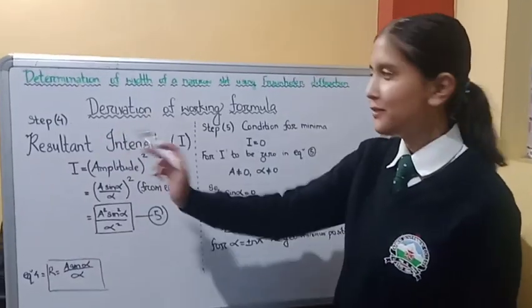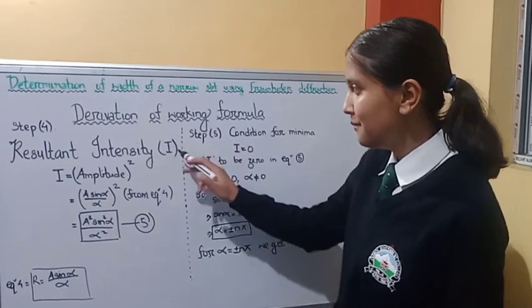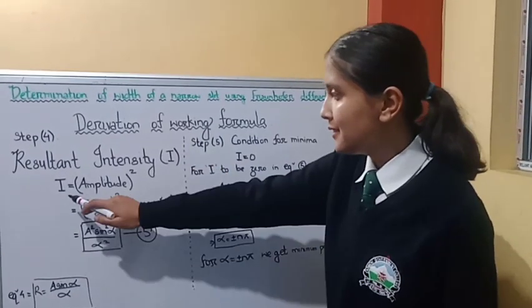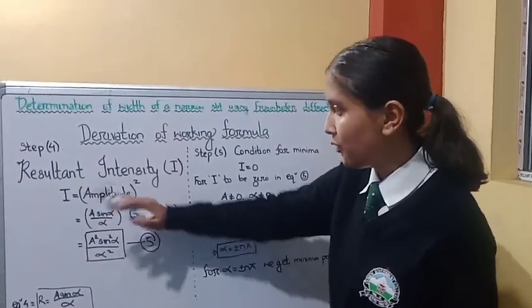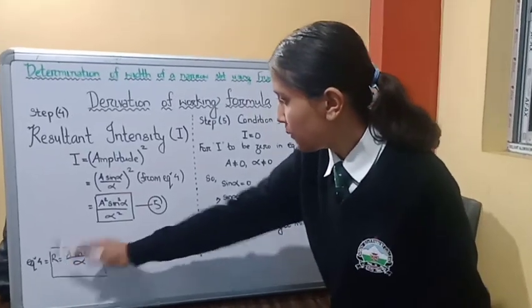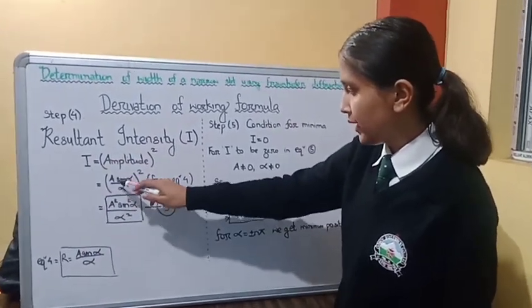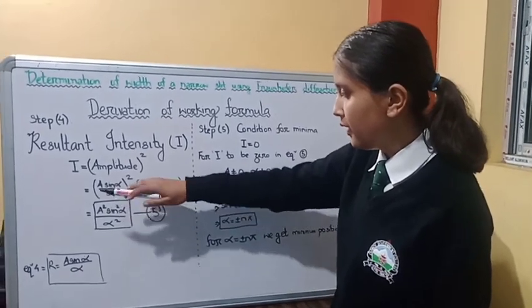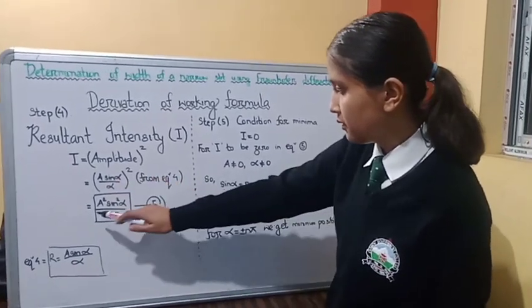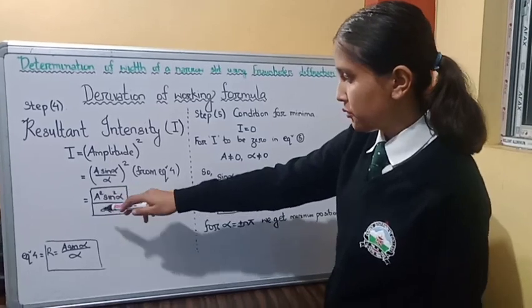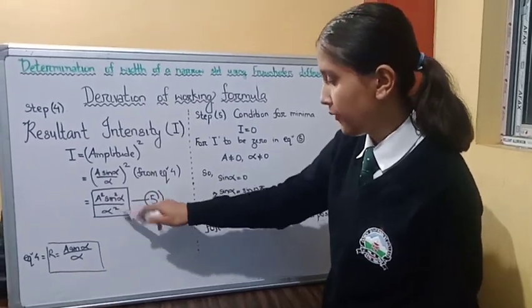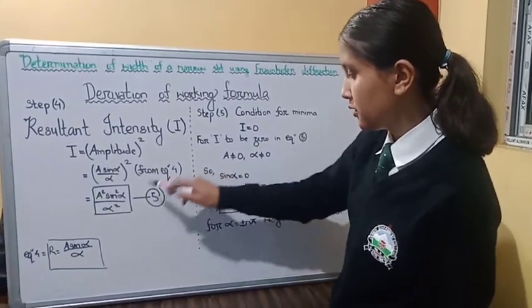Step 4 is to find the resultant intensity, that's I. So intensity is given by the square of amplitude. From equation 4 we can write intensity is equal to A sin alpha by alpha whole square. So this will be equal to A square sin square alpha by alpha square. I have named it as equation 5.